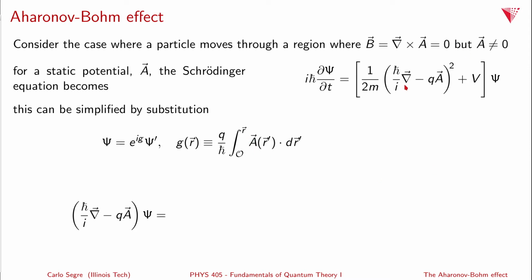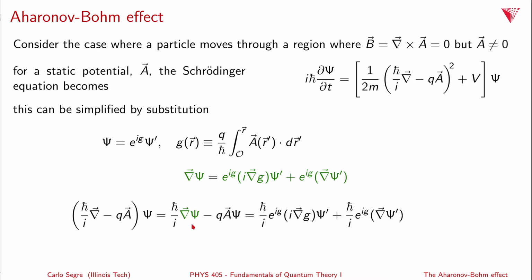When we do that, we can take this term in here and rewrite it when we apply it to psi that's written in this particular way as follows. So we have ħ over i gradient of psi minus qA psi. But the gradient of psi, when you rewrite psi in this form, is just e to the ig times i times gradient of g, psi prime, plus e to the ig times the gradient of psi prime, when we make this substitution. And this can all go in place of the gradient of psi.